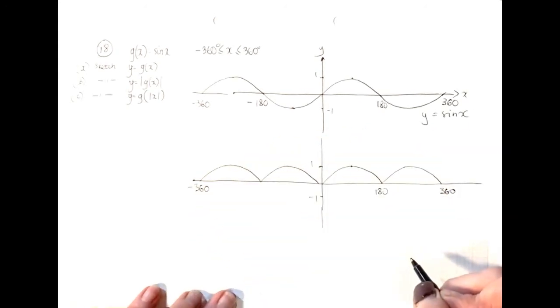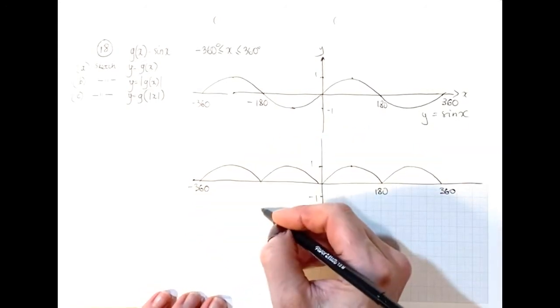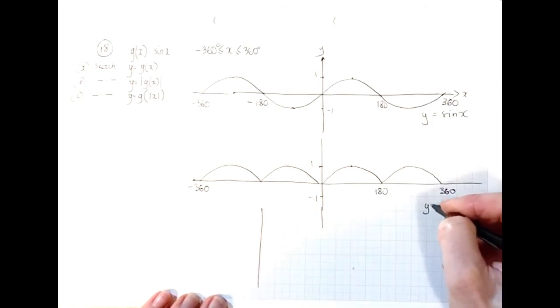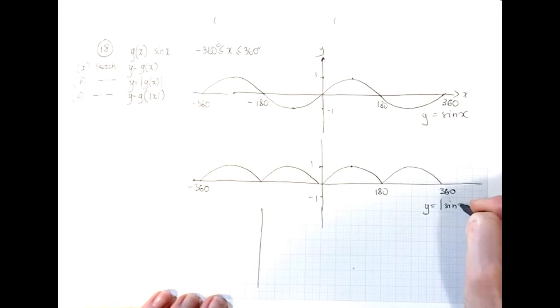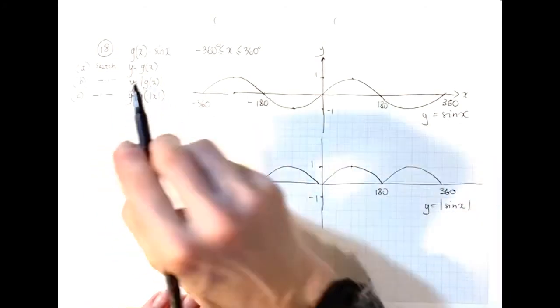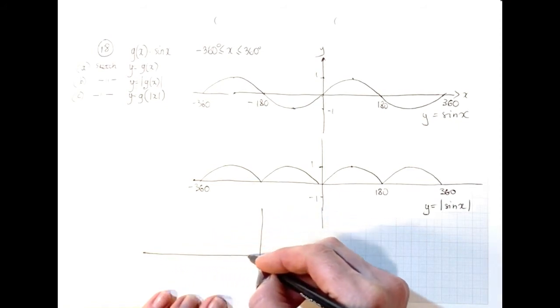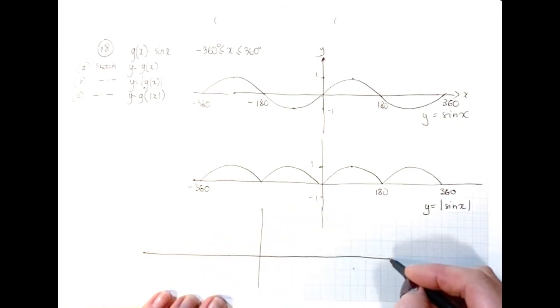There you go. And finally, let's draw sine. Now this one here would be written as modulus of sine x, or modulus of g of x, if you name your graph as y equals g of x to begin with.